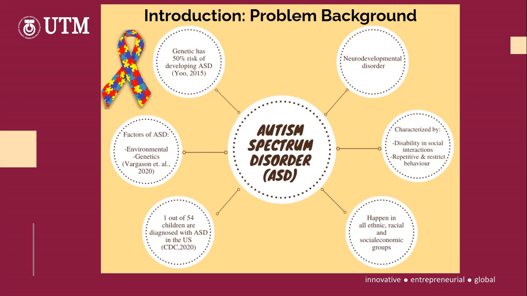Researchers believe that there are 2 factors of ASD, which are environmental and genetics. However, according to U 2015, genetics has at least a 15% risk of developing ASD. Since genetics plays a big role in developing ASD, it is important to be able to classify genes correctly in order to identify which genes are the most significant in the development of ASD.